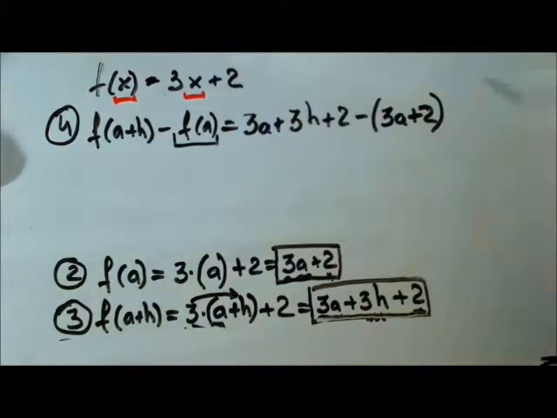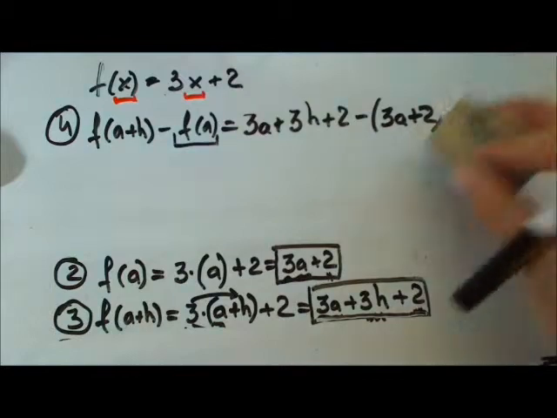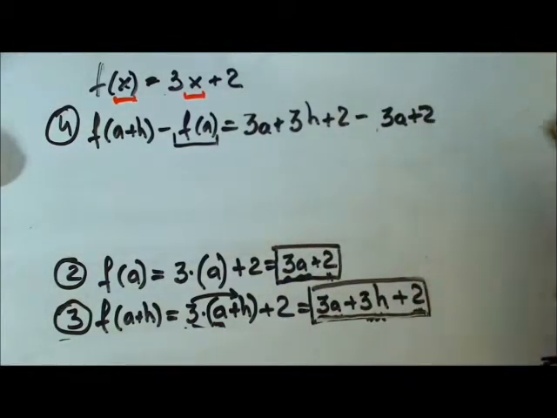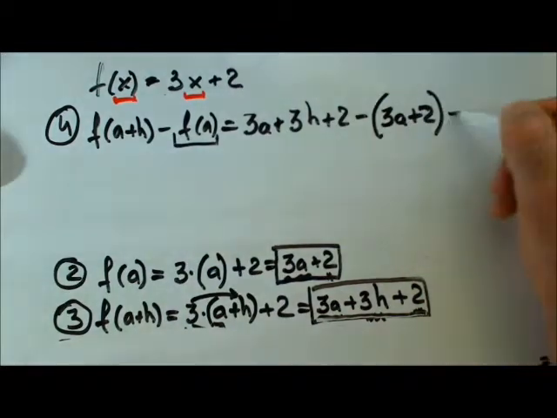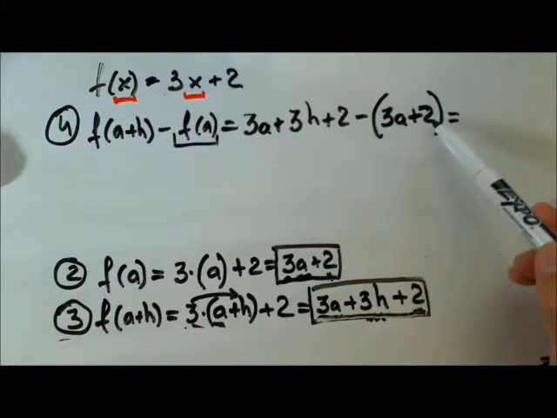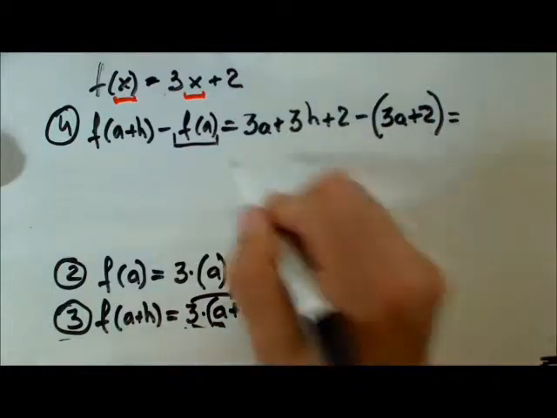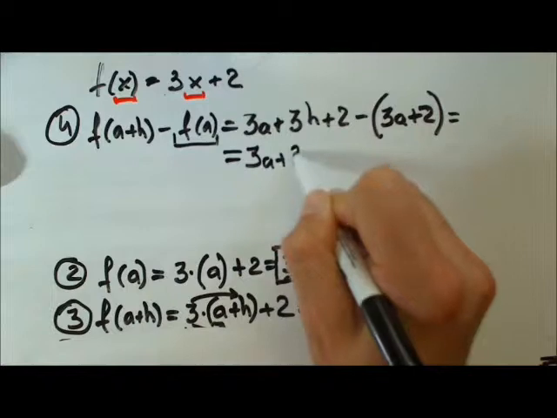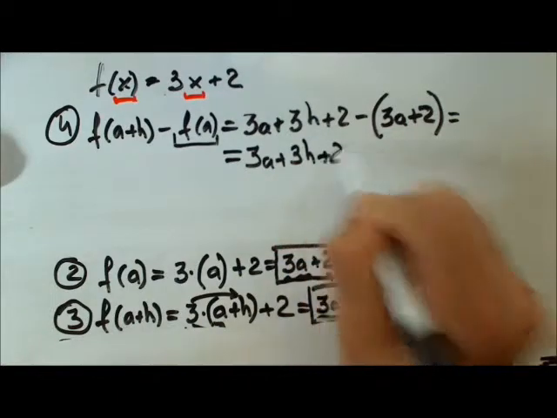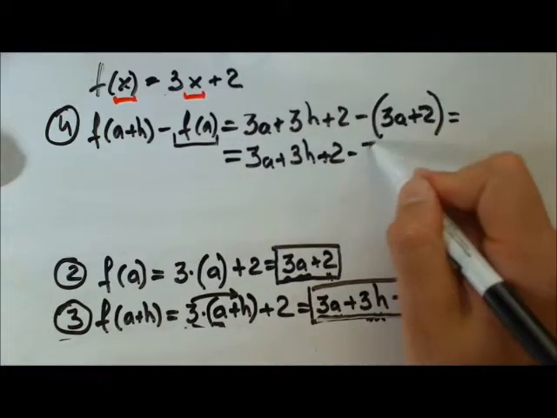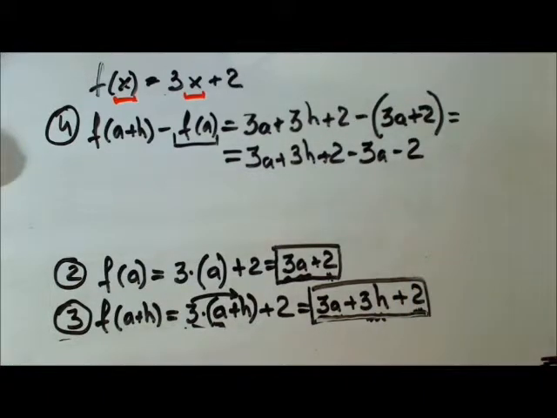If we don't use parentheses, in this case we will end up with 3a minus 3a plus 2, which is not true. It will change everything. But if you use parentheses, we have to distribute the negative sign, and it will be negative 3a, negative 2. That's the difference. Okay, let's rewrite it: 3a plus 3h plus 2 minus, remember, distribute the sign, negative 3a minus 2.